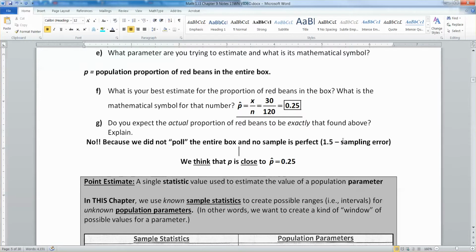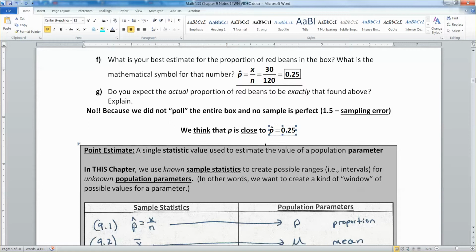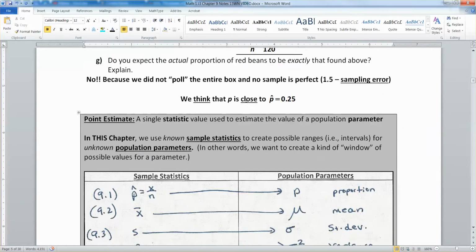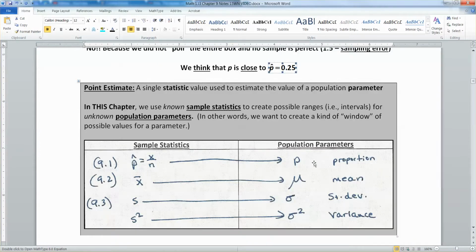But we do think that p is close to p hat, right? We don't know how close, but we think so. That's the whole point of what we're doing. We're taking our point estimate and we're saying that we think that the population value is close to that point estimate. So we're going to build windows, if you will, intervals, ranges, from our sample statistics. So you're going to take your sample value of p hat and you're going to build from it an interval, and you think that your unknown parameter p is somehow in there. So you're going to create a window of possible values for where you think that parameter is going to fall. That's the general gist of it.